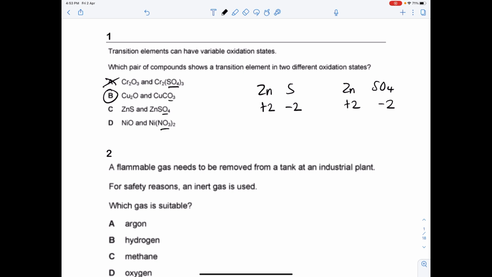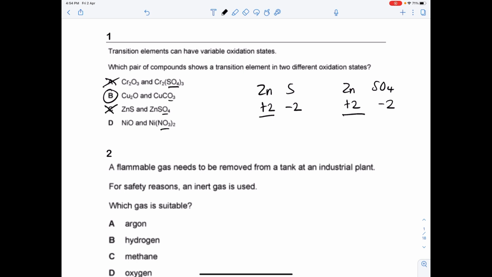You might be thinking, well, how does Mrs. Baker know that sulfate is -2? The answer is, I'm afraid, we just remember it. Sulfate is something called a compound ion. We will learn about it in the next module. So in this case, the zinc has a +2 here and a +2 here, so it's definitely not C.